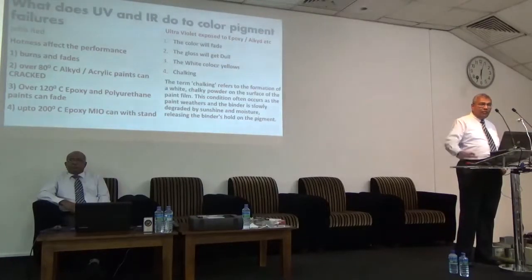The white color, if you put a white color, it will become yellowish. You would have seen this. If you are applying big tanks with white paint, very soon it is yellowish white. That is UV affected finish coat.